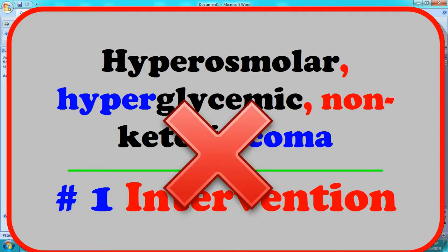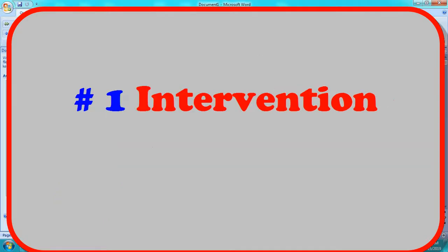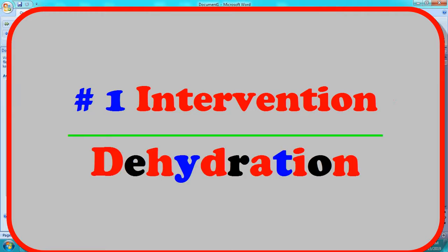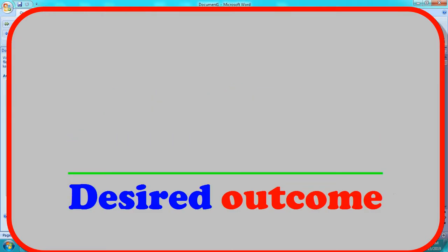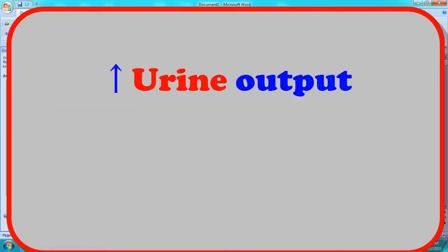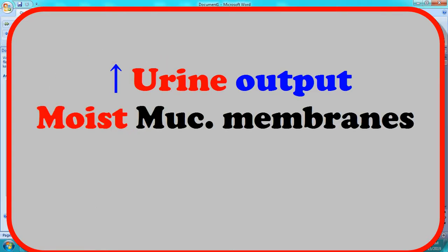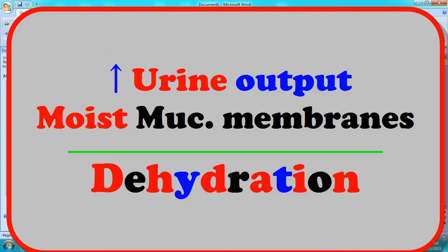What would be your number one nursing intervention or medical intervention for a client with HHNK? Well, I refuse to answer that. What would be the number one nursing or medical intervention in a patient who is dehydrated? Giving fluid. What would be some outcomes you would want to see in a client with HHNK? Increased output. Coming what direction? Up. Moist mucous membranes. All the things that you would like to see if somebody were dehydrated.